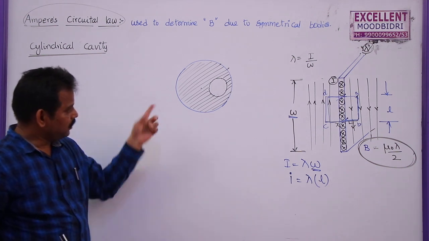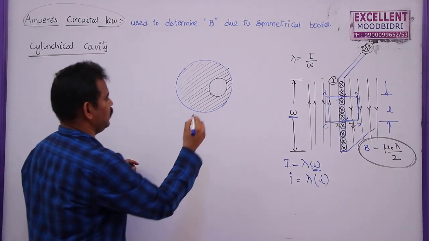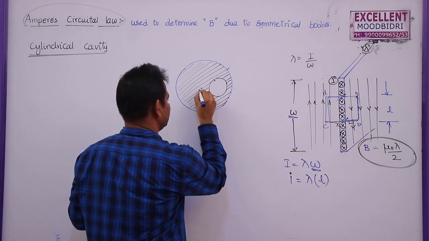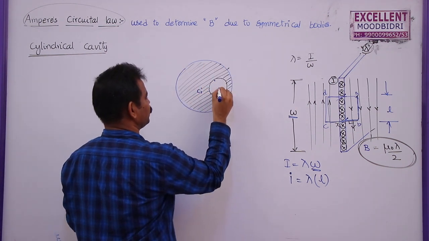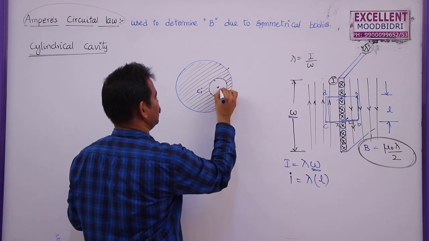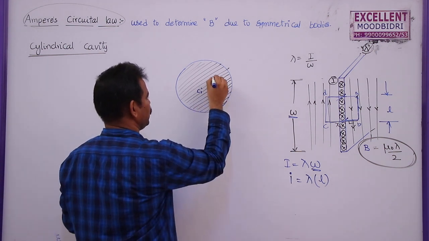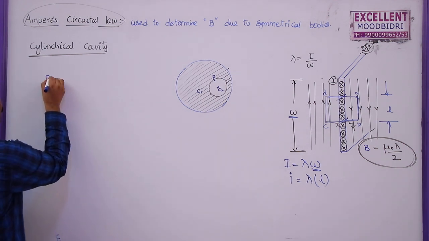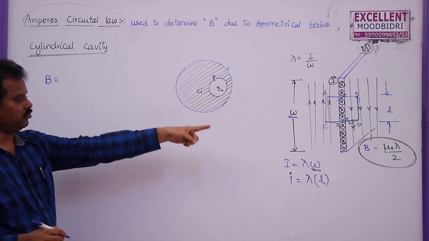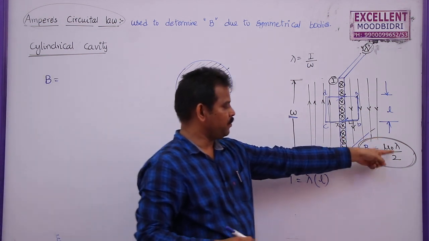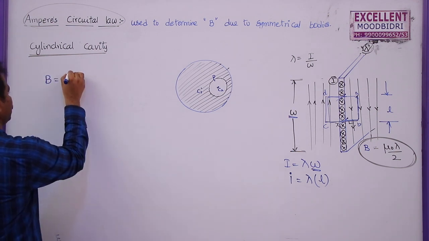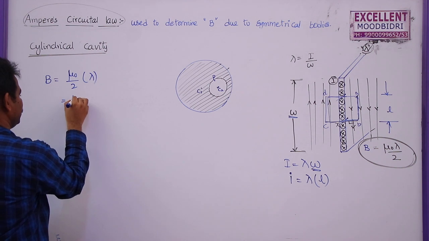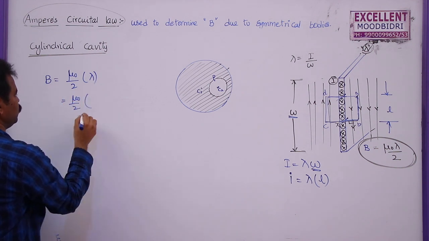Now, what is the magnetic field at a point somewhere here in this cavity? So this is the center of this full cylindrical portion. This is the center of this removed portion, and let me take this point as P. We know that the magnetic field due to a cylindrical portion is given by mu naught lambda by 2. Here we can write this as mu naught by 2 into lambda.